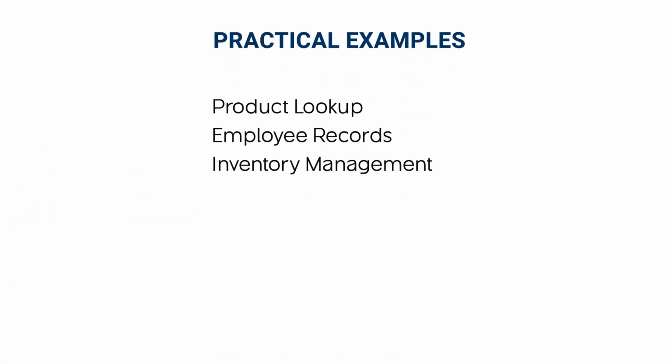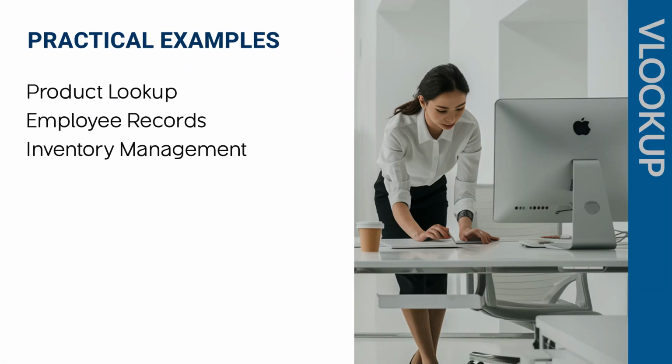The VLOOKUP function is incredibly versatile and can be used in various scenarios. Here are some practical applications. Product lookup. Quickly find product prices, descriptions, or any other related data by product ID. Employee records. Retrieve employee details like department, salary, or contact information based on their ID. Inventory management. Use VLOOKUP to match product codes with quantities or locations in your inventory.